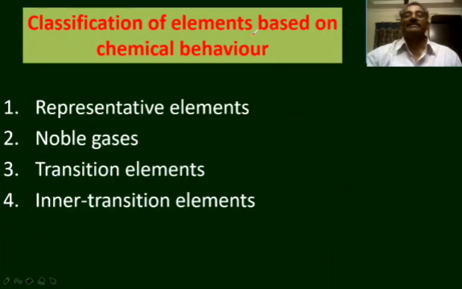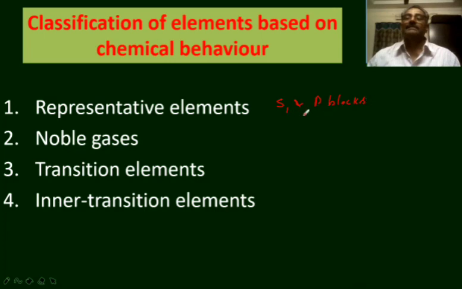The classification of the periodic table into four blocks is one kind of classification. Another kind is the classification of elements based on chemical behavior. Based on chemical behavior, the elements in the periodic table are classified into representative elements, noble gases, transition elements, and inner transition elements. The representative elements are the elements of S and P blocks.